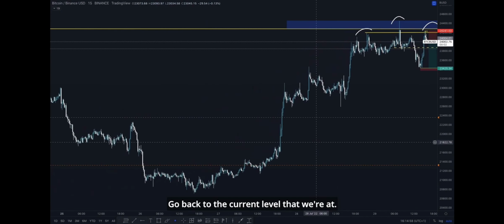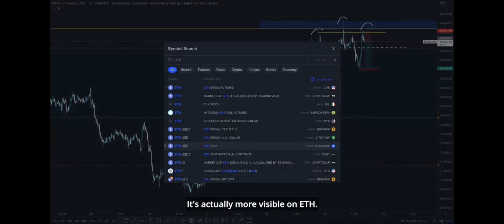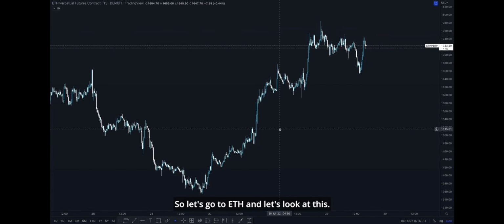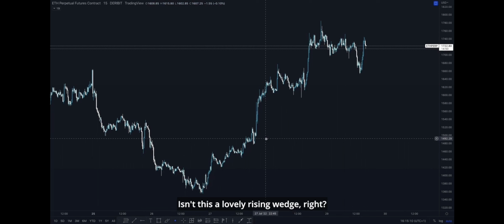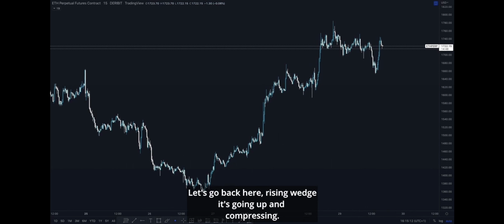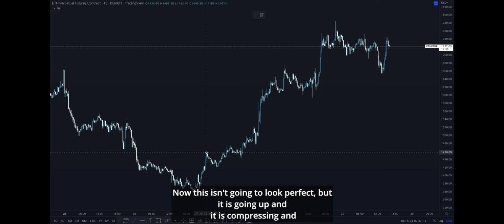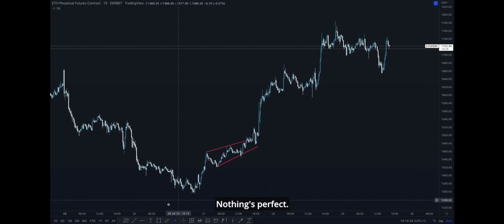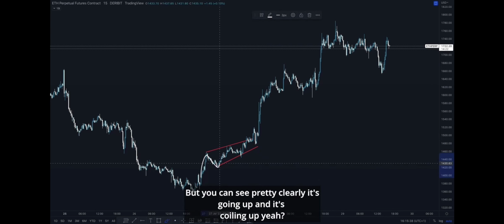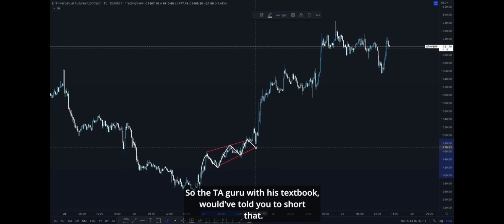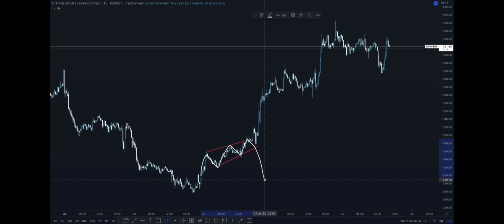I'll show you one example because it happened actually recently. Go back to the current level that we're at. It's actually more visible on ETH. So let's go to ETH and let's look at this. Look at this. Isn't this a lovely rising wedge? All right, let's go back here. Rising wedge, it's going up and compressing. Now this isn't going to look perfect, but it is going up and it is compressing. Again, nothing's perfect, but you can see pretty clearly it's going up and it's coiling up, yeah? So the TA guru with his textbook would have told you to short that. What happens in crypto?